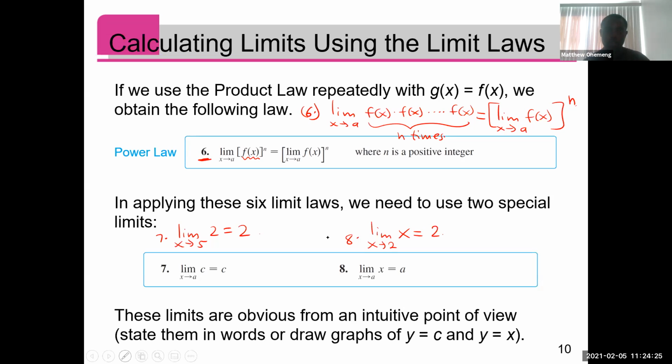Are you talking about the proof that I'm showing for 6, or the power law? No, you won't use that technique.